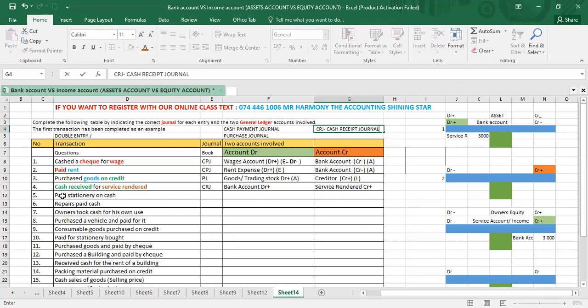Let us read this one. Transaction number 5. Paid stationery on cash. Money is leaving your bank account. Which journal or which book are you going to record money that leaves your business bank account when you paid stationery? Give me the name of the book. CPJ. What does CPJ stand for? Cash payment journal. It emphasizes that money is leaving the bank account.